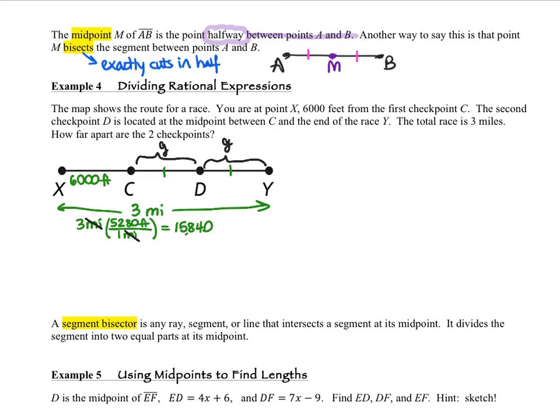So when we set it up, we're going to say the segment from X to C plus the segment from C to D plus the segment from D to Y is equal to the whole thing, which goes from X to Y. And now we're going to substitute in the specific values that we know. So from X to C, we have 6,000. From C to D, we have G. From D to Y, we have G. And then from X to Y, we have our 15,840 feet.